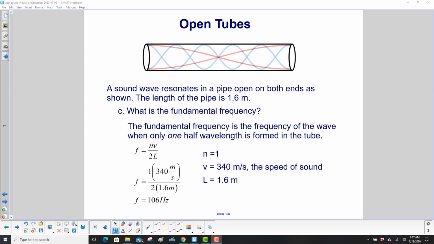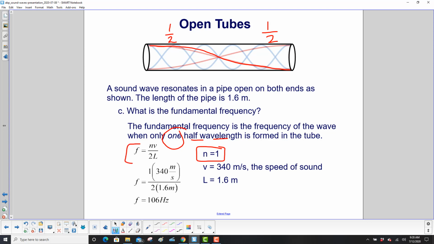What is the fundamental frequency? The fundamental frequency is the frequency of the wave when only one half wavelength is formed in the tube. And in that case, n is equal to 1. So let's look, this is what it would be. So if we were to count here, we'd have 1/2 loop there, and then another half a loop here. So 1/2 plus 1/2 is 1 loop.